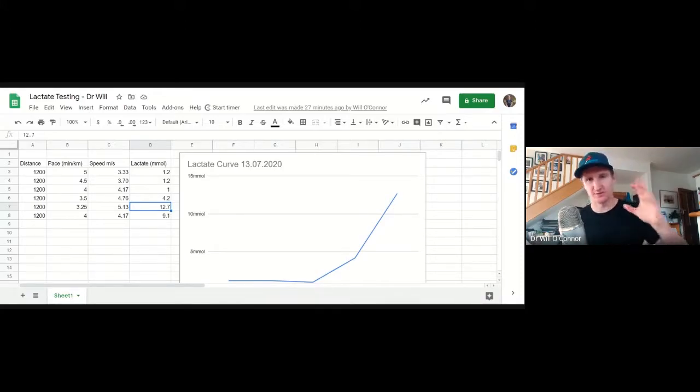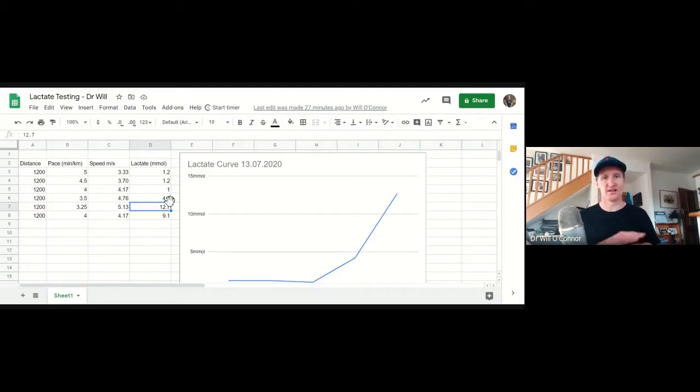So what I did was 1200 meters, a bunch of different times at increasing speed. I started at 5 minute Ks, 4.5, 4 minute, 3.5, then tried to do 3 minute, but I was a bit stuffed and did 3:15s. And you can see my lactate went from 1.2, 1.2, 1 millimolar. So I was really well below threshold. I was able to metabolize lactate as it was being produced, and it wasn't even being produced at a greater rate anyway than it was accumulating, until 3.5 minute Ks, 4.2.